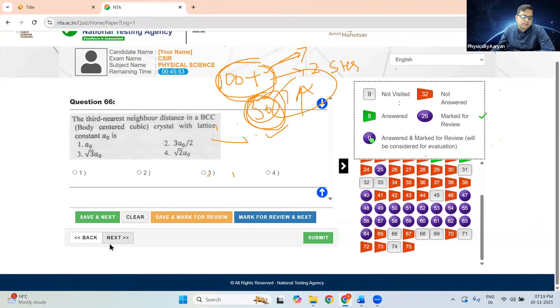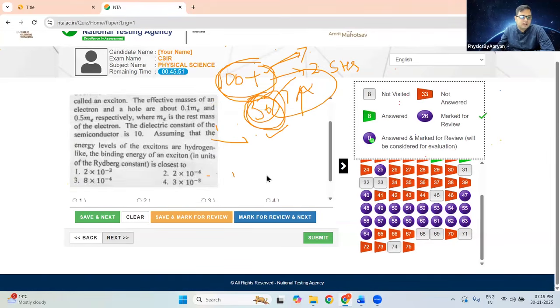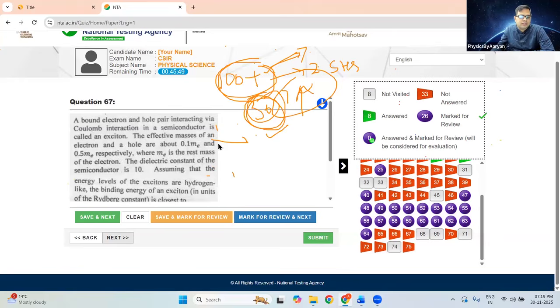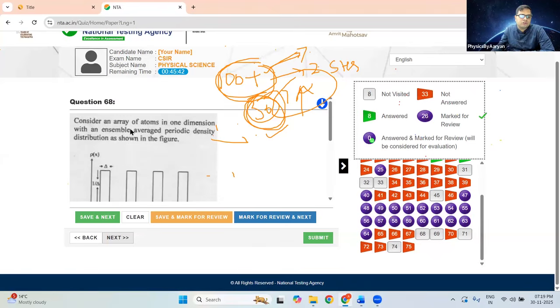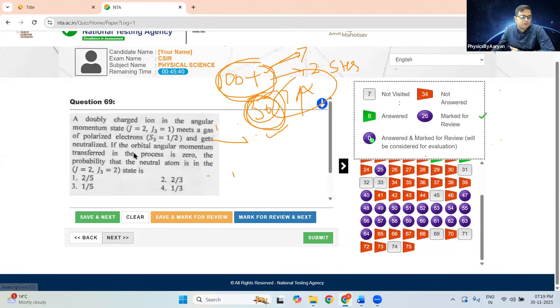I am happy with solid state, even if I'm not able to do any other question. Okay, second question: effective mass is given, dielectric constant is given. Obviously, the difficult question of solid state. Skip. Third question, you see another question of electronics. I'm not going to attempt it because I'm happy with my electronics now.